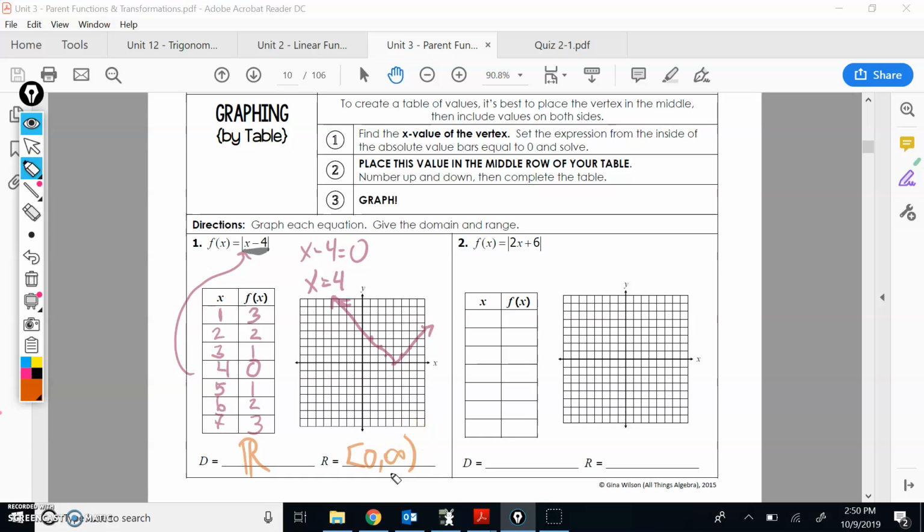You would do the same thing in number 2, setting what's inside the absolute value equal to 0, finding the vertex. Again, sometimes the vertex could be a fraction, so you'll have to deal with that. And then you would go lower and higher to find your other coordinates on this graph.